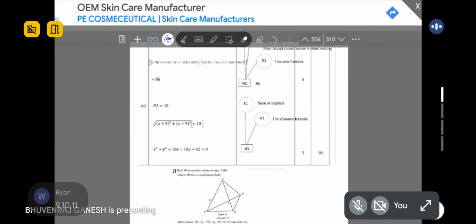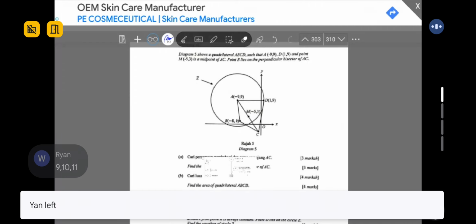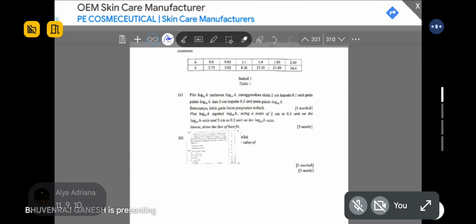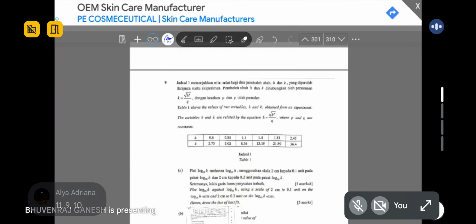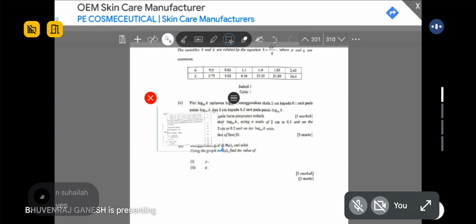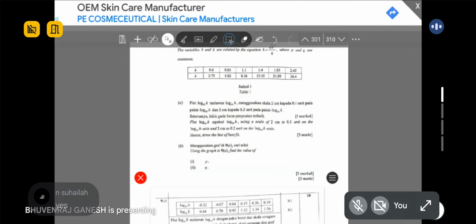3 numbers. Okay, 9, 10, 11. The rest? You all tell me in 3. I follow the majority. Okay, 9, 10, 11 also. Okay, so we discuss 9, 10, 11 lah. Majority. So that covers all the topics. One shot.